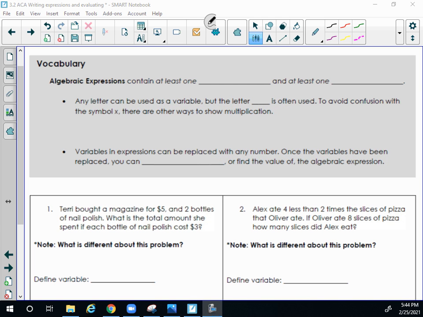Hi, it's Miss Rudd, and today we're going to be talking about evaluating algebraic expressions. So let's go over some vocabulary before we get started.